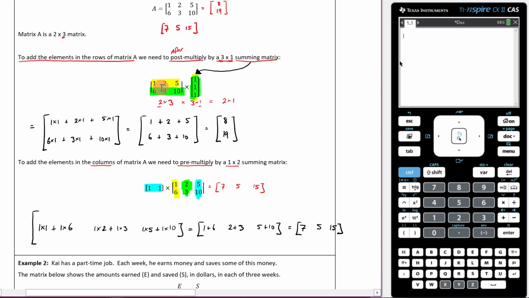All right. Hopefully that made sense of a summing matrix. So again, you need to understand that the summing matrix here is that one. That is the summing matrix.